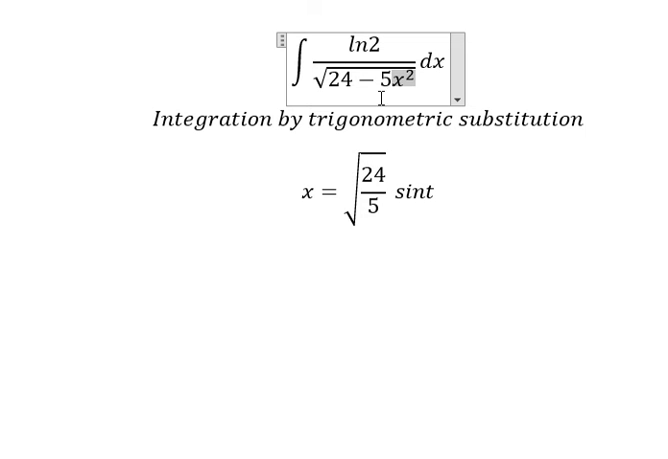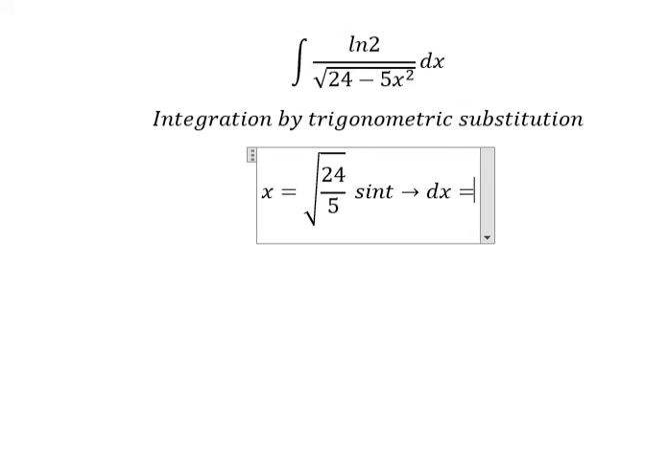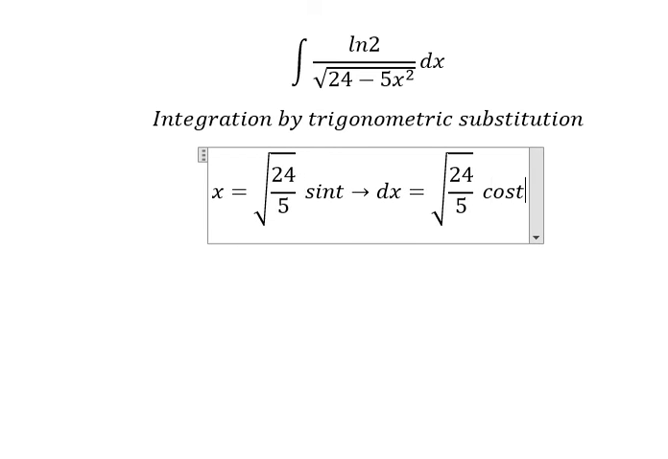Sine t squared, we have 1 minus sine t squared. We simplify the square root, and later we simplify ds. For ds, we have the square root of 24 over 5 cosine t dt.